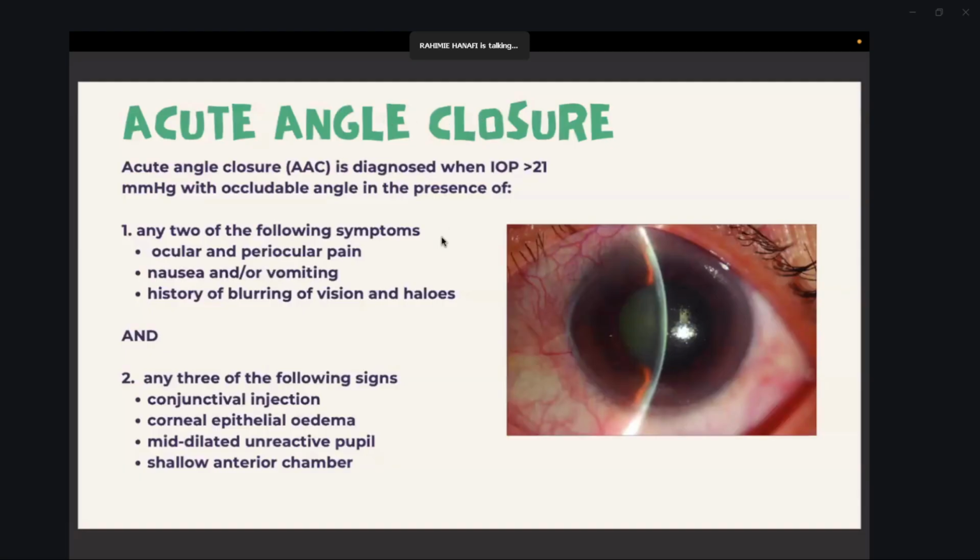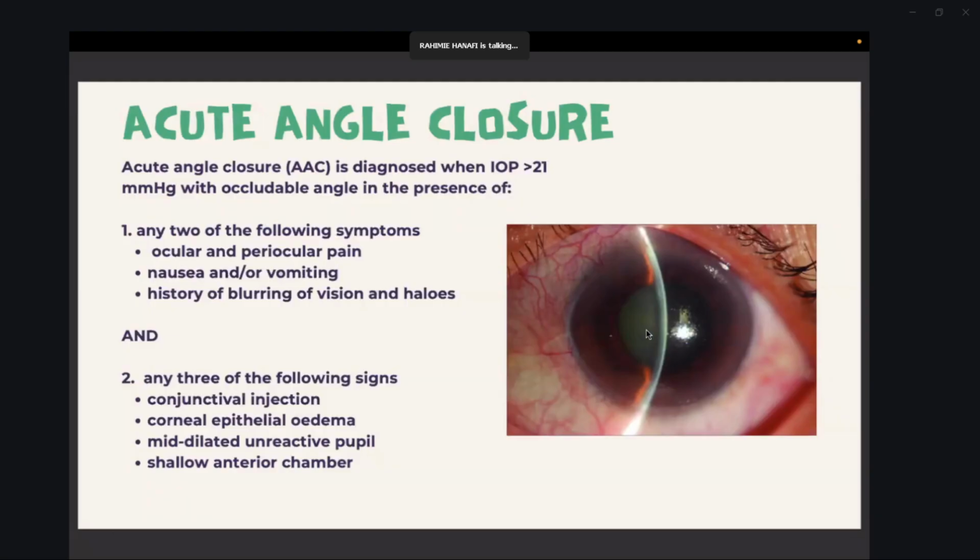Okay, so what's important is you have to know the symptoms. When we say it's AAC, the patient must have any two of the following symptoms: ocular and periocular pain, nausea and or vomiting, history of blurring vision and halos, and any three of the following signs. So is there any conjunctival injection, corneal epithelial edema, mid-dilated unreactive pupil, and shallow anterior chamber?